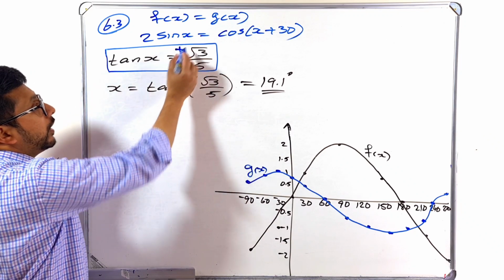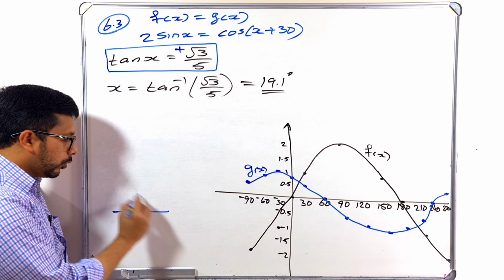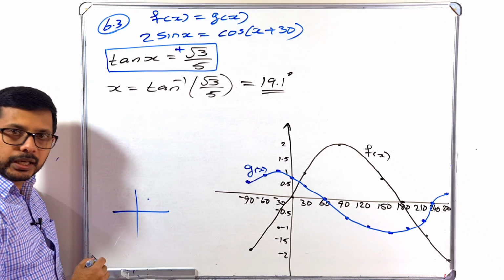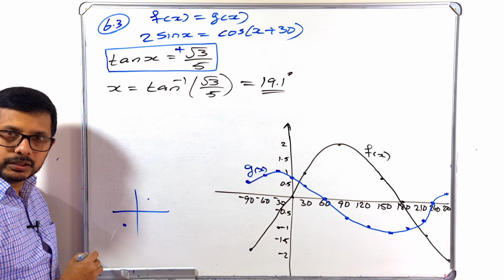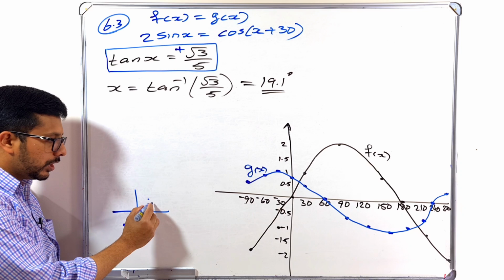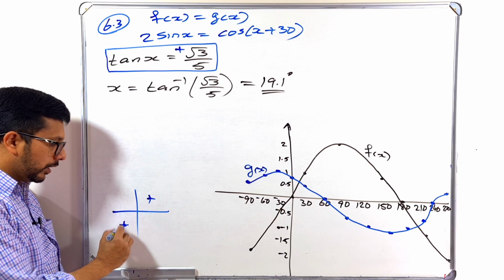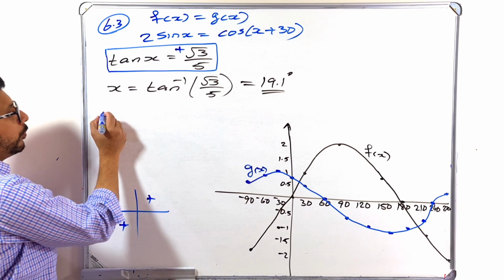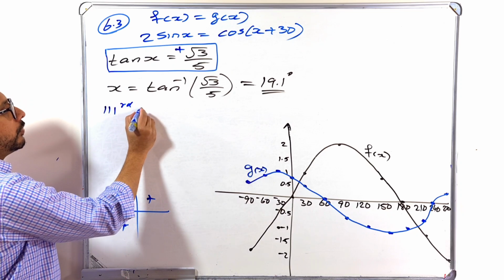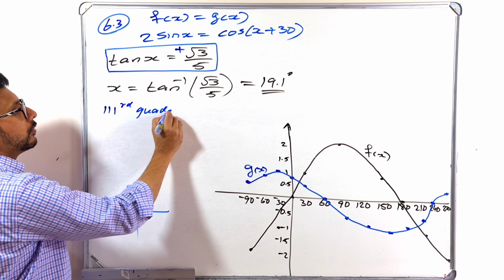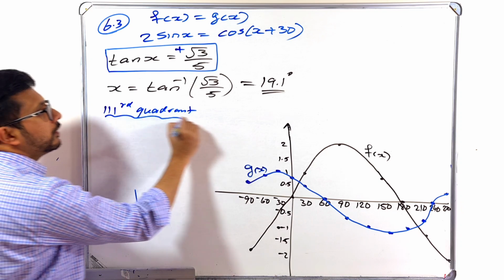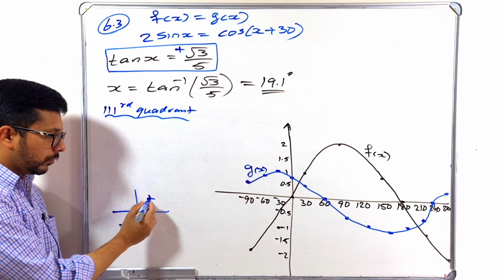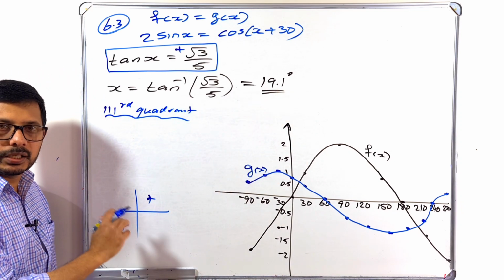So where is tan positive? Tan is positive in the first quadrant and the third quadrant. Am I right? Tan is positive here, and in the third quadrant also tan is positive. So what about the third quadrant? How can you write? We can say that this 19.1 is in the first quadrant because that's an acute angle, less than 90 degrees.